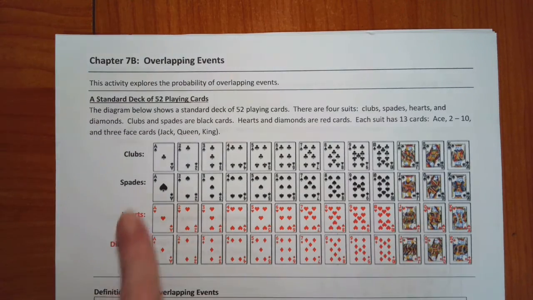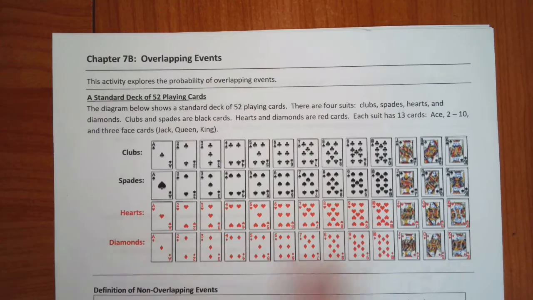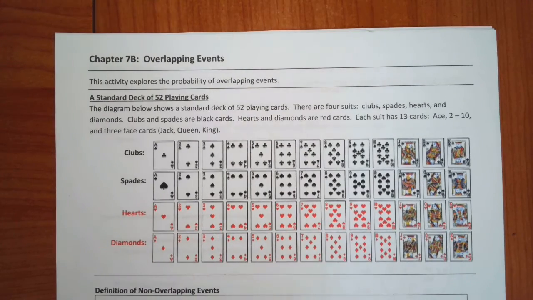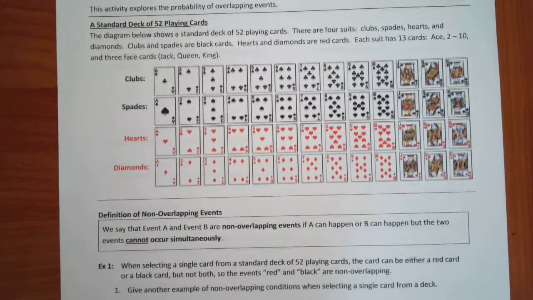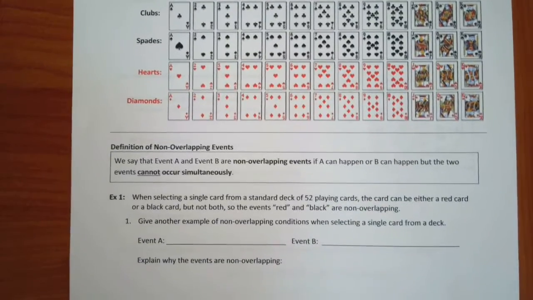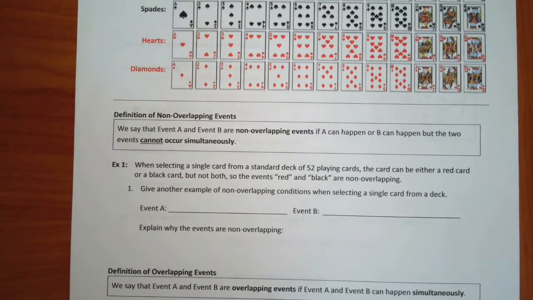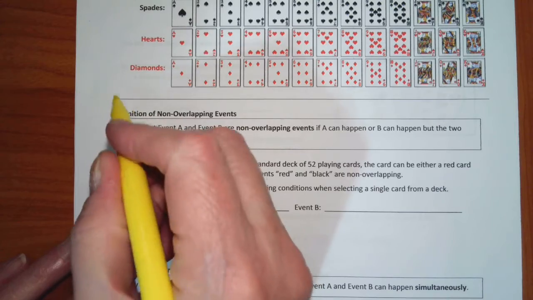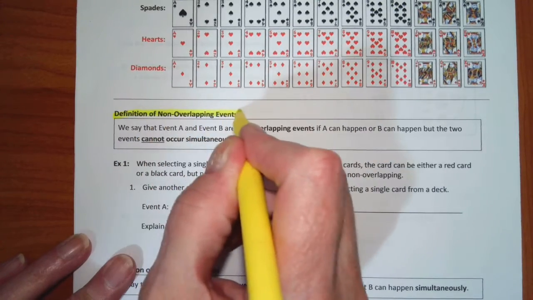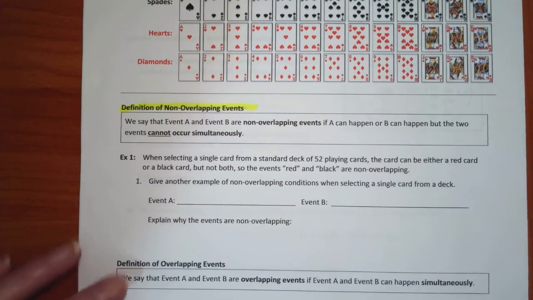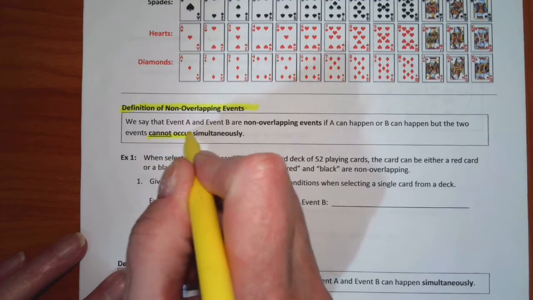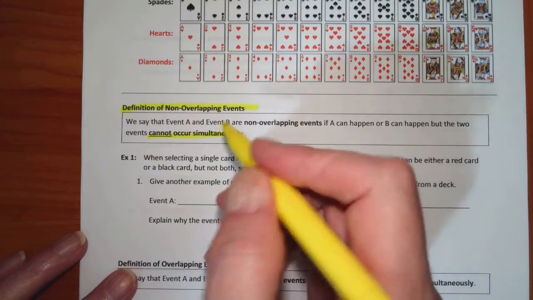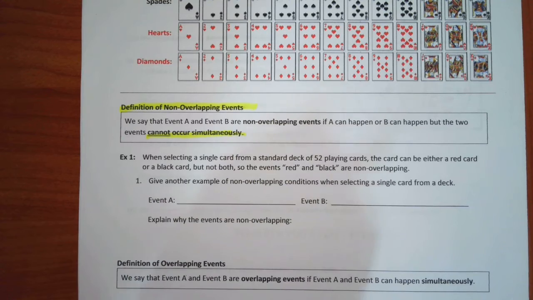We know what it is. We've got 52 cards, 4 suits, 13 in each suit. Okay, so this is the basis of what we're going to be looking at. So the definition of non-overlapping events is when two events, you've got event A and event B, and they cannot occur simultaneously.